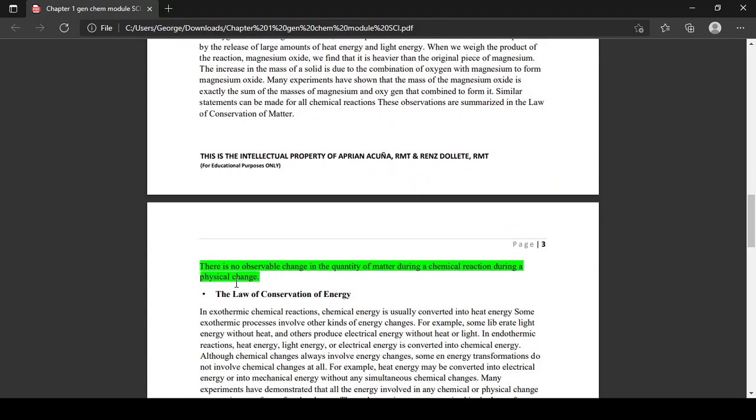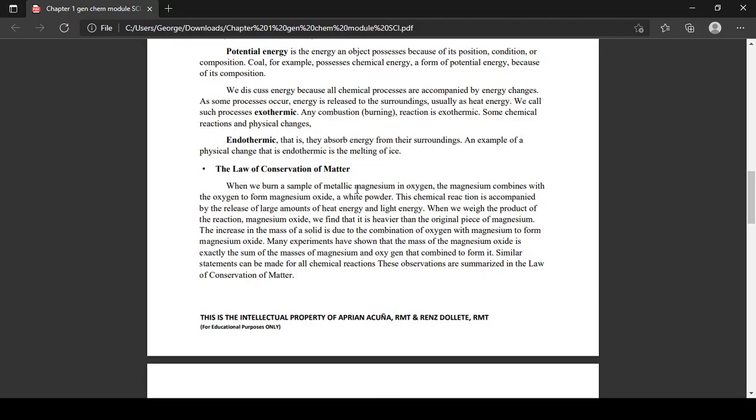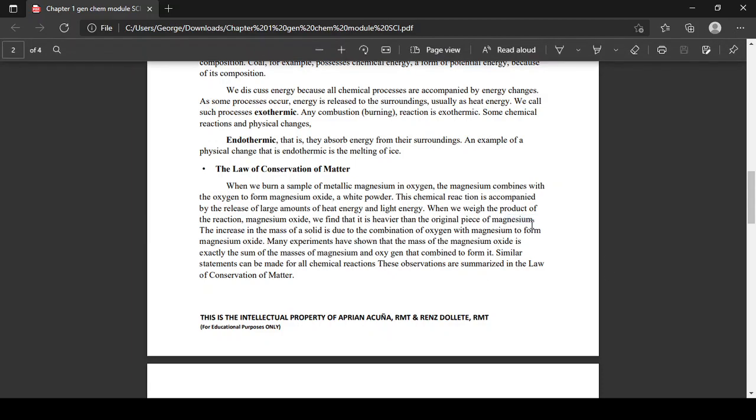Yes, sir. Therefore, kids, let us read our statement. There is no observable change in the quantity of matter during a chemical reaction or a physical change. The weight of magnesium and oxygen before their combination and after their combination is still the same. Again, magnesium before it combines with oxygen weighs, for example, 5 mg. Magnesium is 5 mg, oxygen is 0.1 mg, so together it is 5.1 when they combine into magnesium oxide. Correct? Yes, sir. Magnesium alone weighs only 5 mg, right? So, kids, which is heavier, magnesium oxide or magnesium?